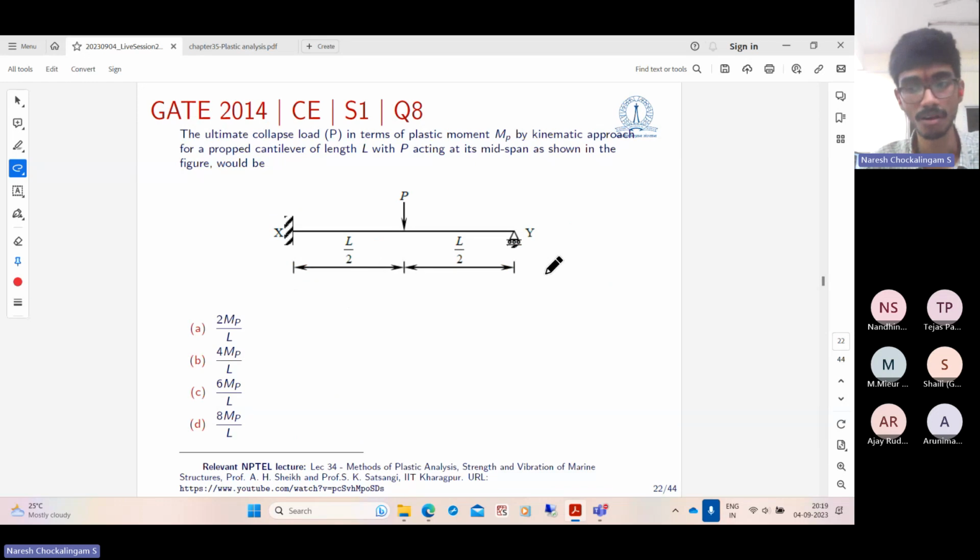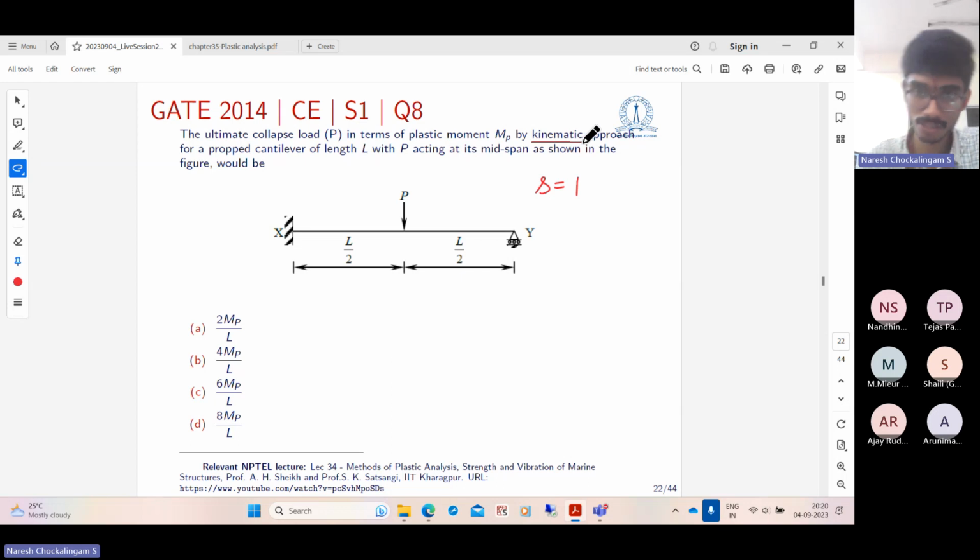So let us approach this problem systematically. Now this is a propped cantilever. So what is its static indeterminacy? Yes, one. Find out the ultimate collapse load in terms of the plastic moment by kinematic approach.